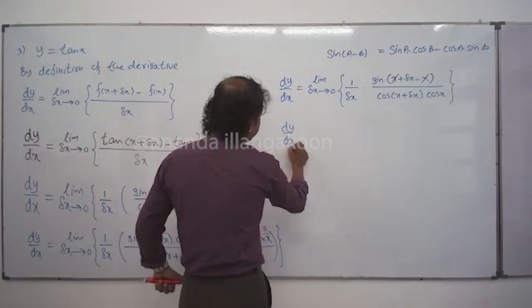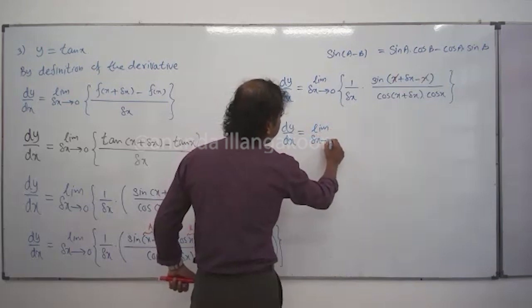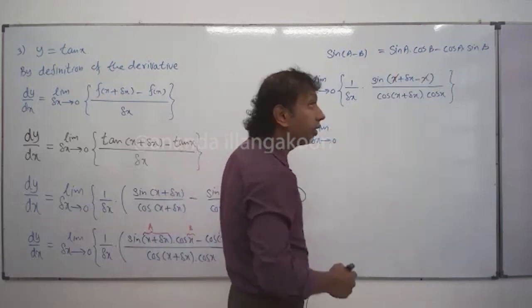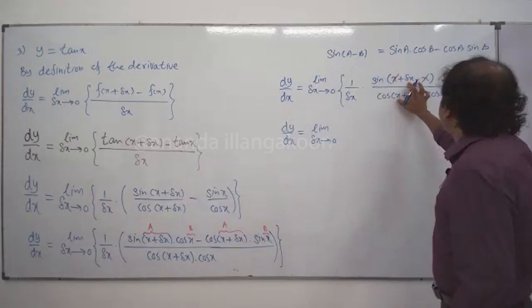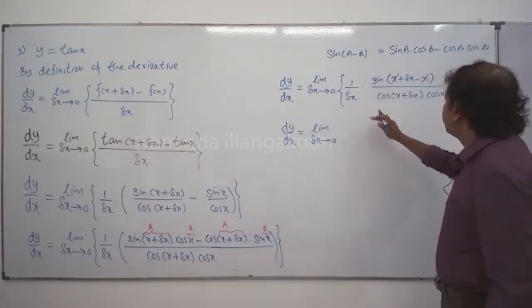Dy by dx equals limit delta x going to 0. Now within the bracket we arrange like this. Here we have sin delta x, no? Sin delta x divided by delta x. That too we write together like this.